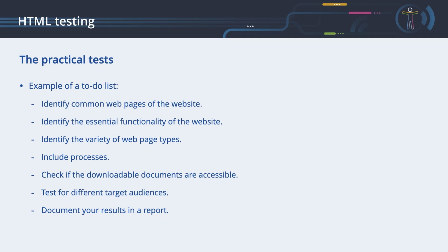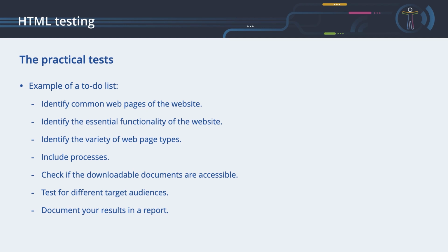Identify the essential functionality of the website. Is the navigation intuitive and easy to use? Does the navigation match the architecture of the website? What kind of information does your target audience expect and search for? Is it easy to find? Identify the variety of web page types. For responsive websites, do the test results still apply for all resolutions and target devices? Does the website offer different functions for different user groups?